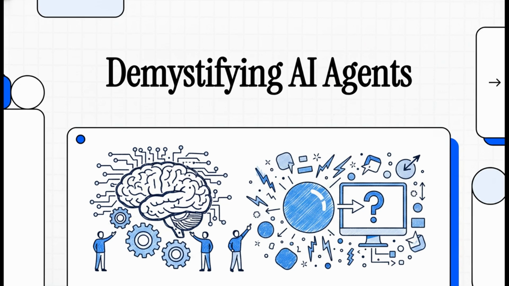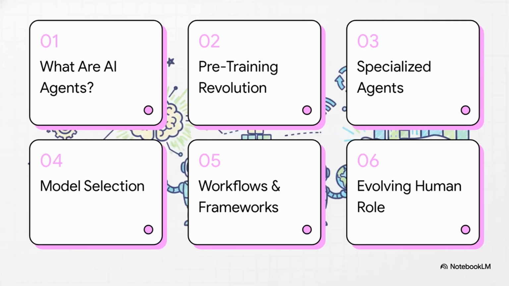Let me ask you a quick question. What if software didn't need those exact step-by-step instructions anymore? What if instead you could just give it a goal and it figured out the rest all on its own? Well, that's exactly the magic we're exploring today as we demystify AI agents. Okay, let's dive into this.